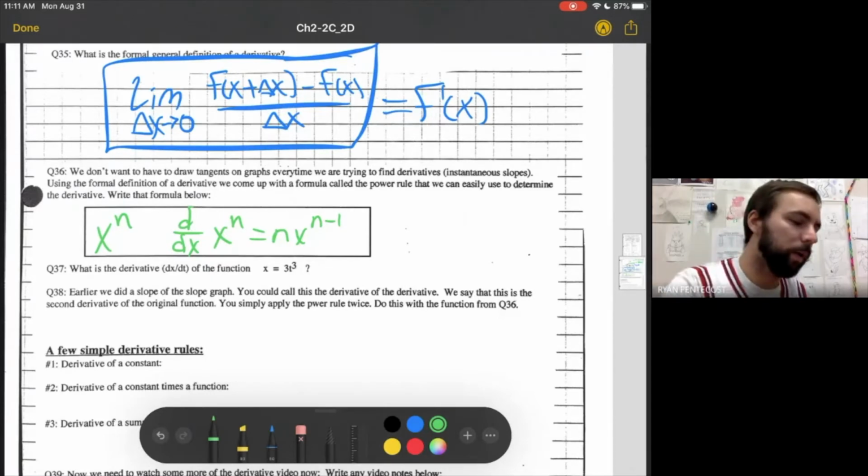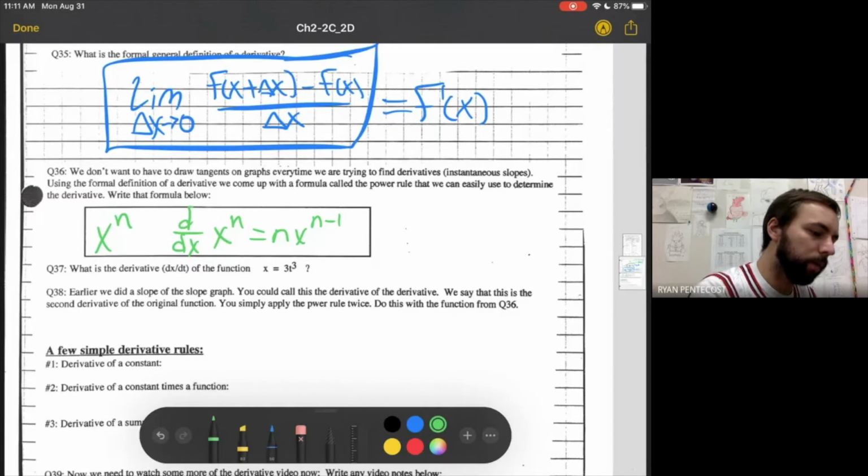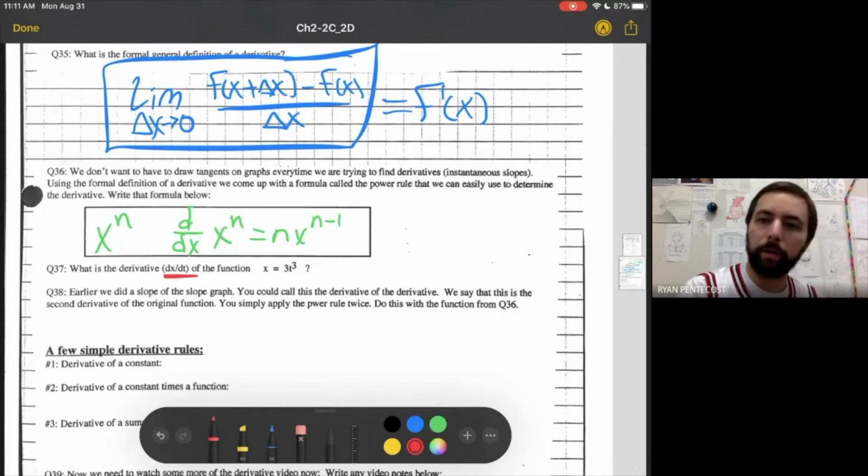equals 3t cubed? Now, first, let's talk about dx dt. Up here, I didn't say dx dt, I just said d over dx. Now, this is not something you need mastered soon, but it's something that's nice to understand for physics. So in this scenario, what dx over dt means is you're taking the derivative of x with respect to t. And the variable on bottom is the variable that we will use the power rule for. So notice we had an x here, and that is the one we use the power rule for. We have a t here.